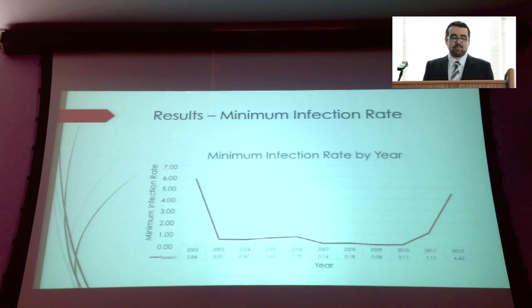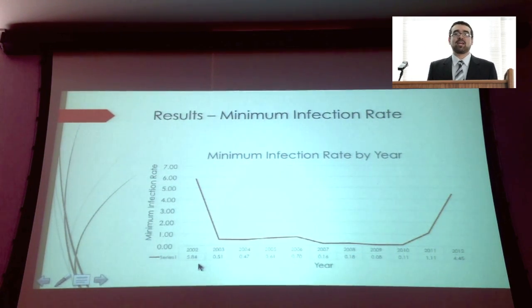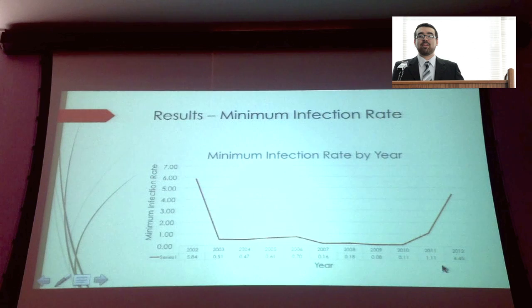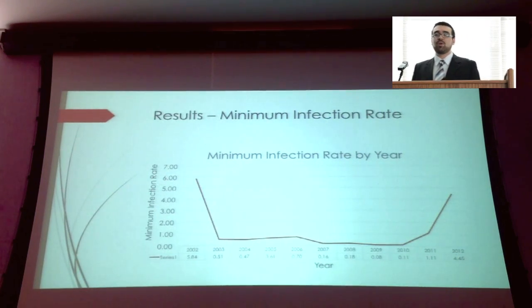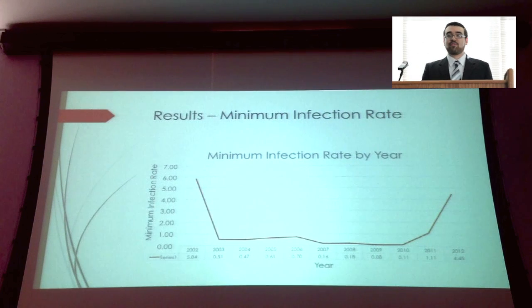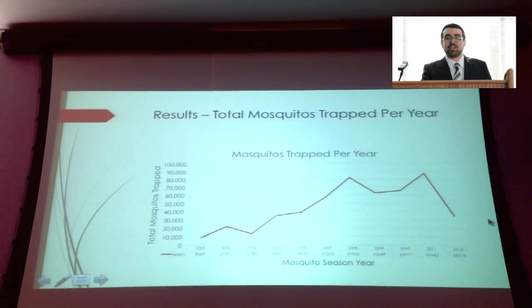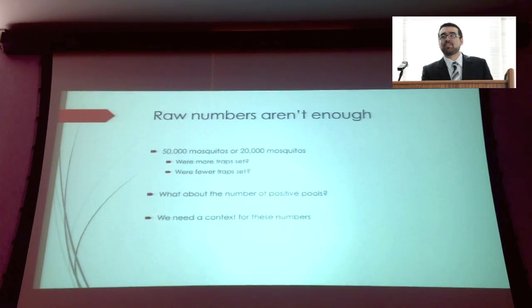So here's a graph of the minimum infection rate per year. In 2002, the minimum infection rate was 5.84 pools per 1,000 mosquitoes trapped, and then it declined to less than 1 between 2003 and 2010. But in 2011, it began to increase again, and we had a minimum infection rate of 1.11. In 2012, it was 4.45. So even though there was a decrease in the number of mosquitoes trapped per year, a greater proportion of the mosquito pools had at least one positive West Nile virus mosquito.